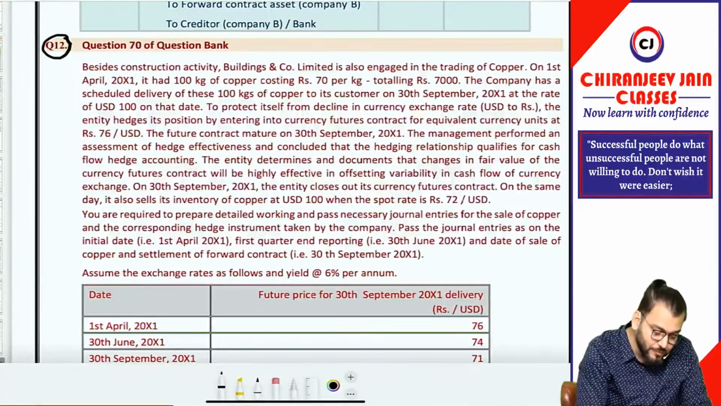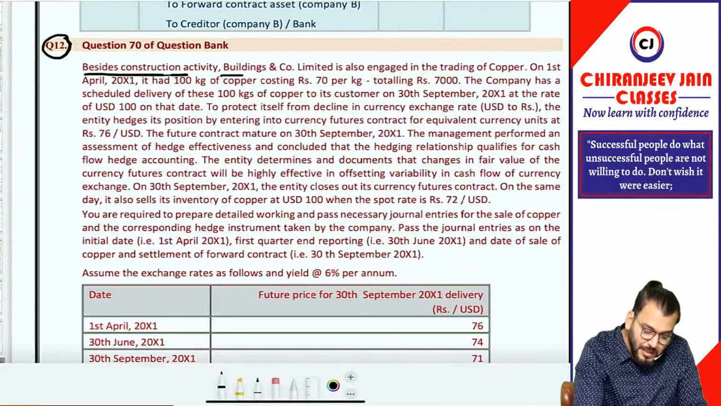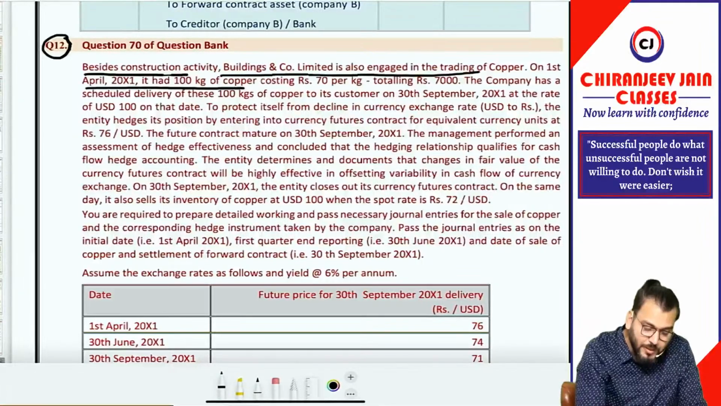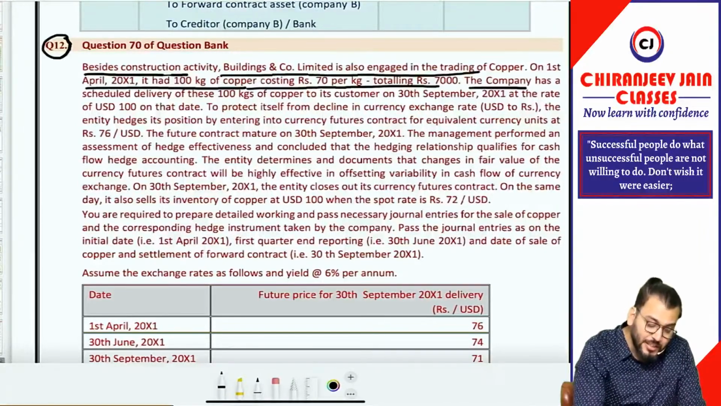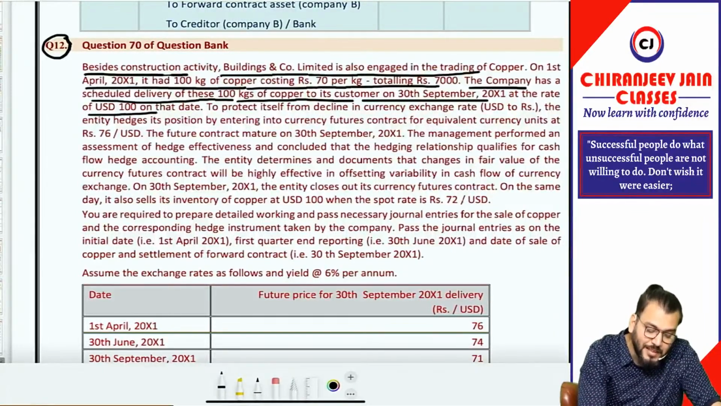Correct. Let us do. Besides construction activity, Building and Company Limited is also engaged in trading of copper. On 1st April 2001, it had 100 kg of copper costing rupees 70 per kg, totaling rupees 7,000. The company has a scheduled delivery of these 100 kg of copper to its customer on 30th September 2001 at a rate of US dollar on that date.